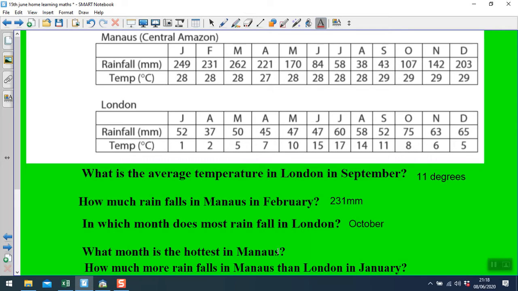What month is the hottest in Manaus? So looking at the temperature, I've got to find the highest. It says which month had the highest temperature, but I need to write some months. So September, October, November and December had the highest temperature.